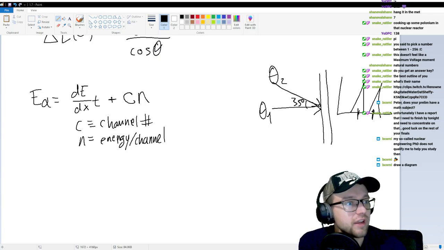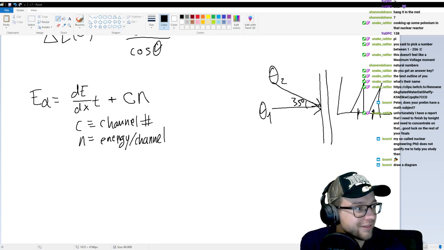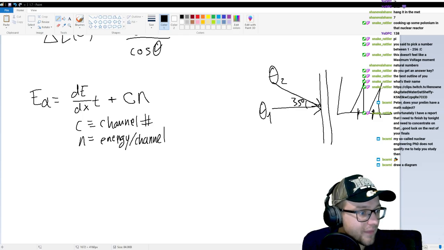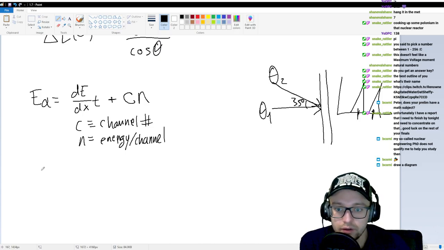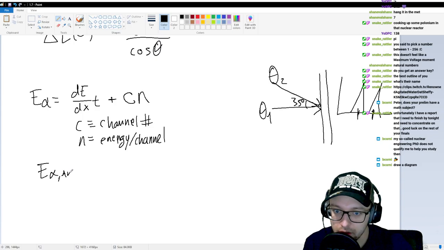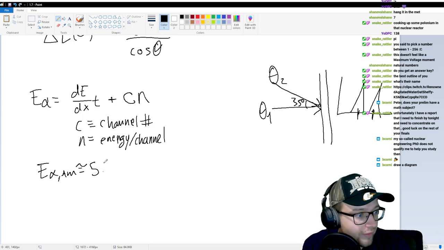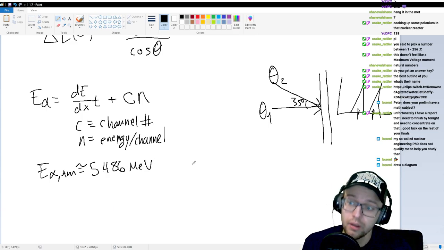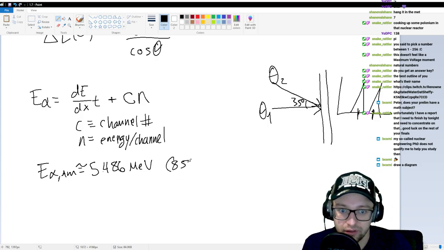So let's find out how much the energy of the americium is. How am I going to find that? That's something to think about. It's a pretty common thing though, right? Americium's got an alpha energy of like, what, 5 something? Yes, the common one. So the E alpha for americium is approximately 5.486 MeV per table 1.3 in Knoll. And this is going to be like 85% of the time, which is good enough for me.